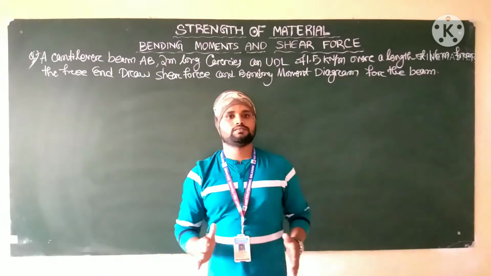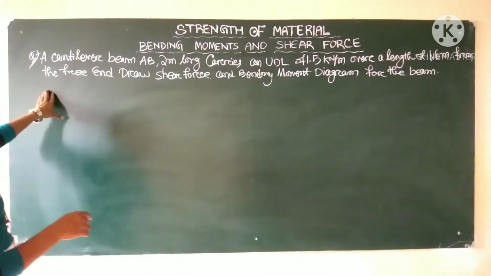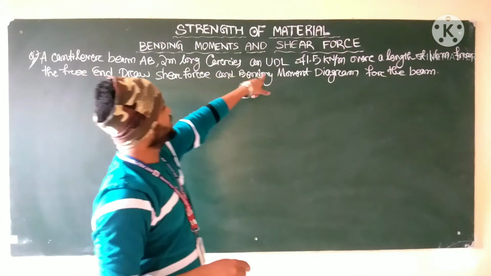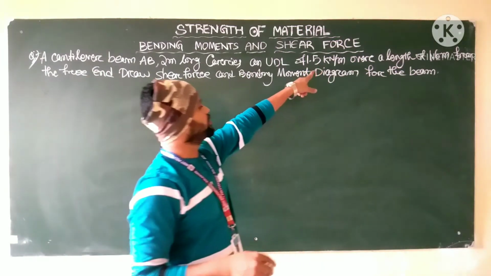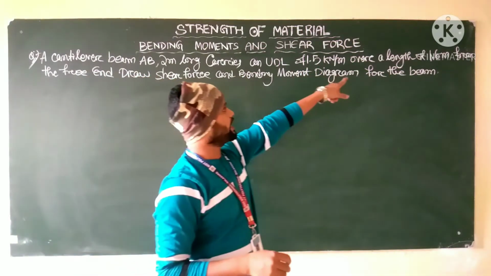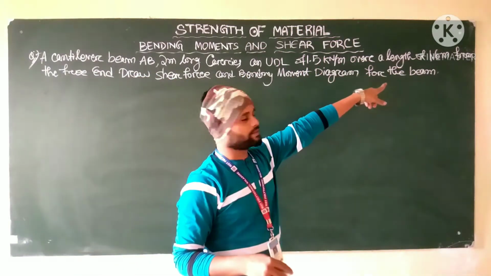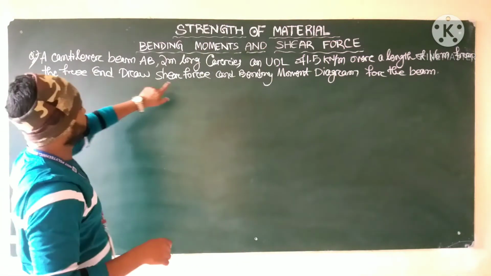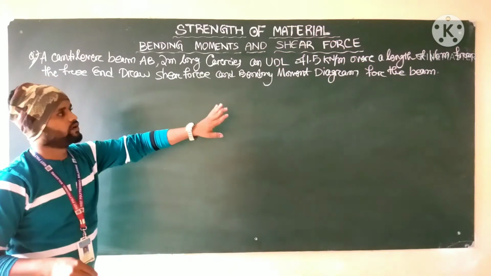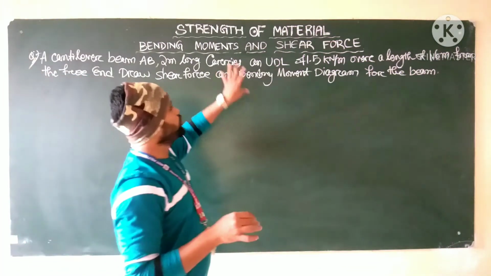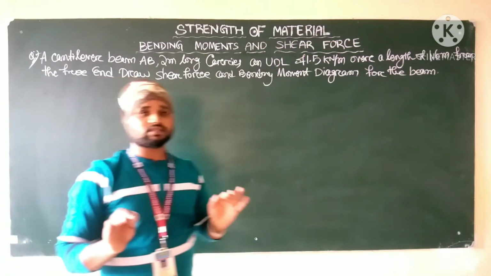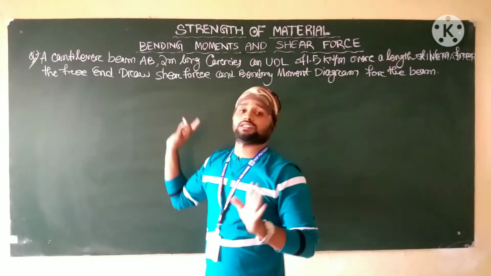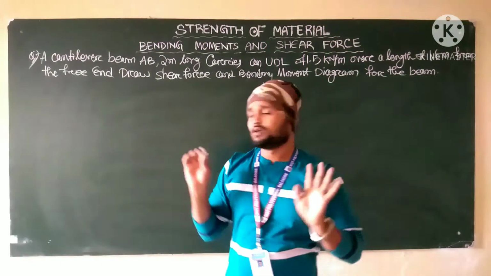Now, write a question. A cantilever beam AB 2 meter long carries a UDL of 1.5 kN per meter over a length of 1.6 meter from the free end. Draw shear force and bending moment diagram for the beam. This will be asked in your questions. So first we have to draw the diagram according to the question.